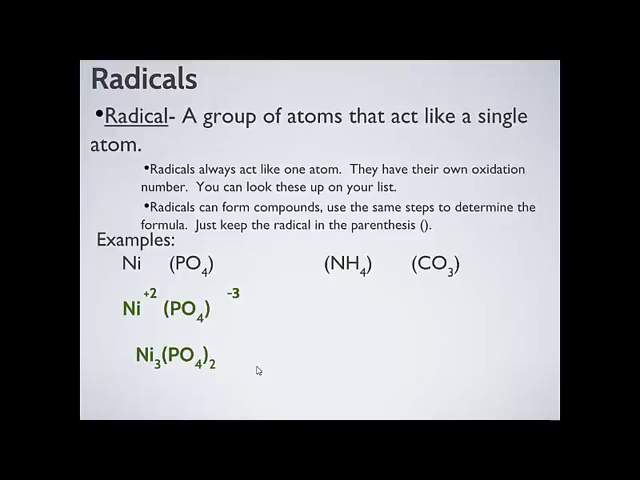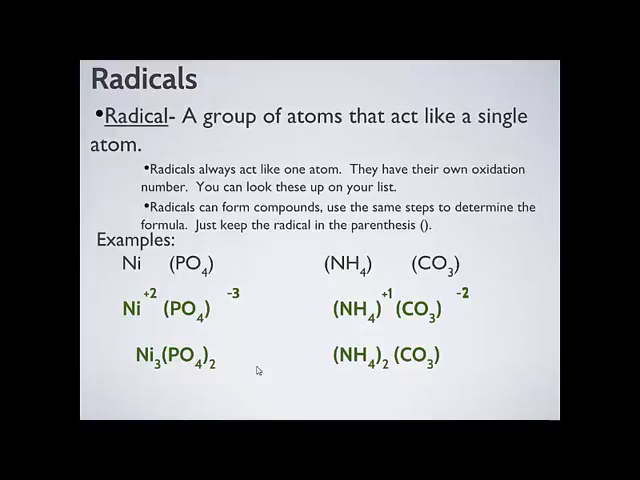What is the oxidation number of ammonium? Plus 1. What is carbonate? Minus 2. Crisscross them. I get NH4, 2, parentheses, CO3. Next.